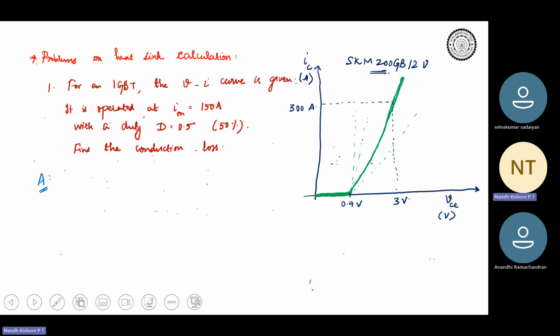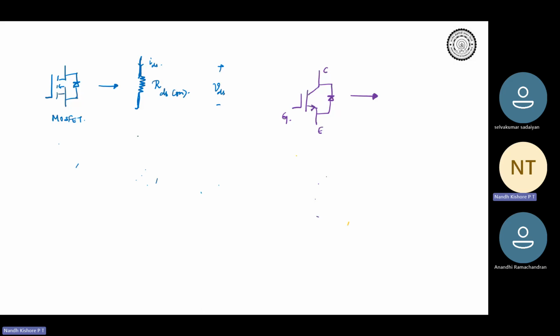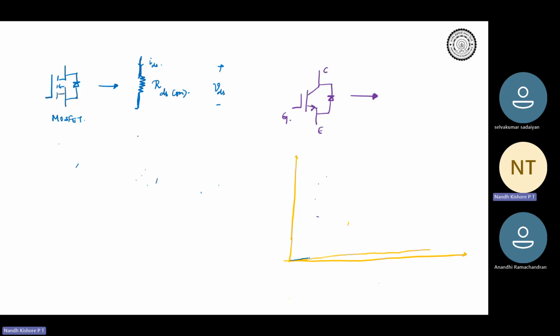In on state? Is my question clear? So if you take the VA characteristics of an IGBT, you will obviously see again there will be three regions. One is going to be your insignificant cutoff region. So one is going to be kind of your cutoff region.